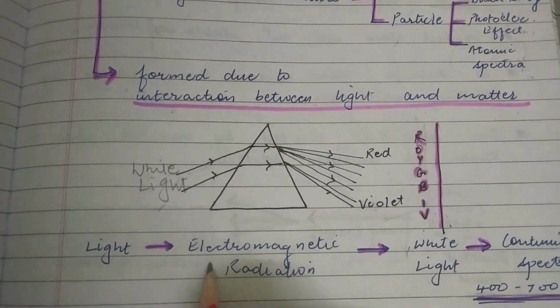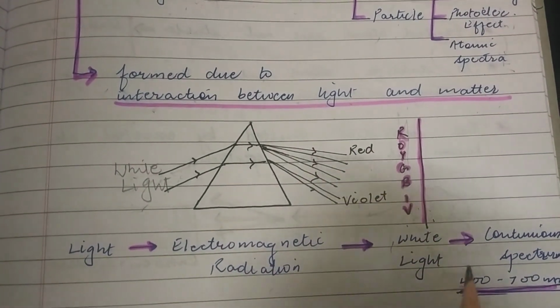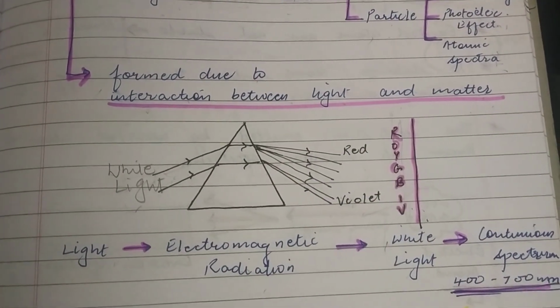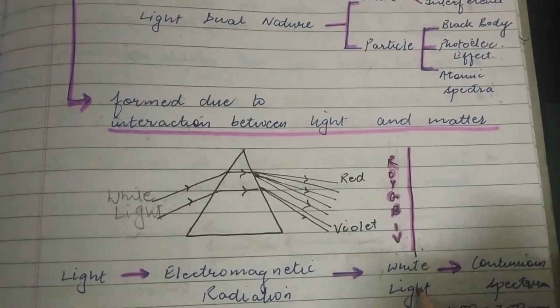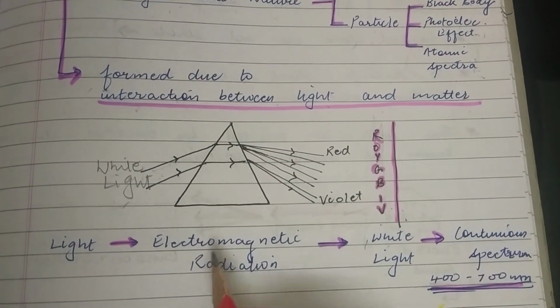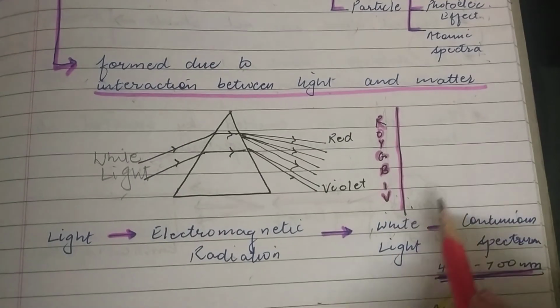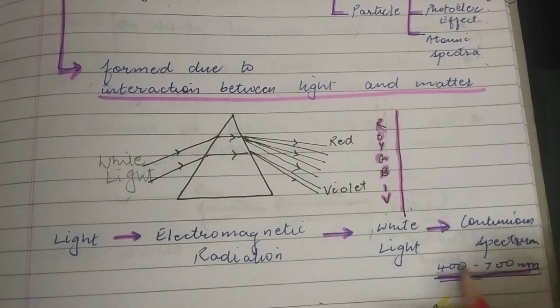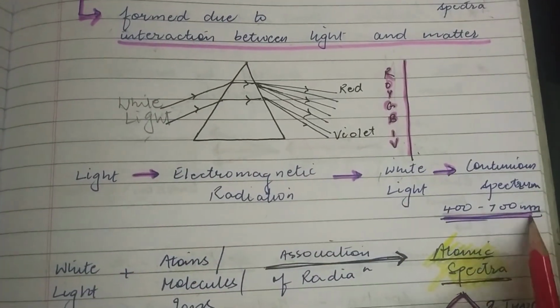And this light is an electromagnetic radiation, and white light is just a very, very narrow band. I have shown you the electromagnetic spectrum. We have seen how widely ranged it is, and white light is a very, very narrow range in this electromagnetic spectrum. This narrow range is between 400 to 700 nanometers, and the pattern that you get when white light is passed through the prism is a continuous spectrum.